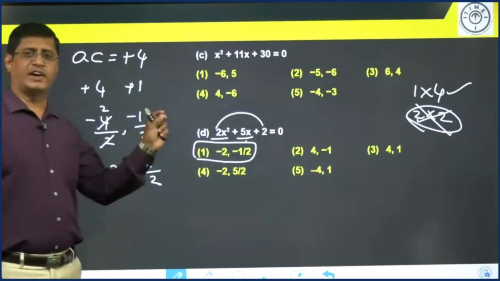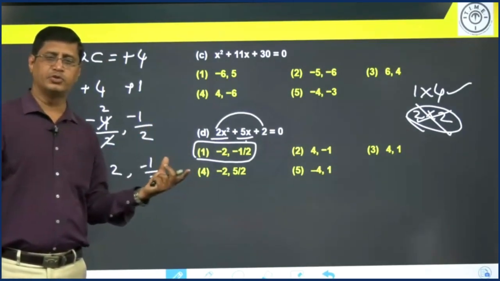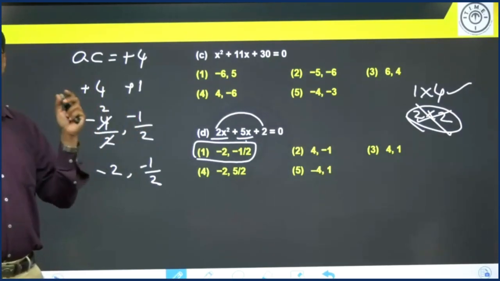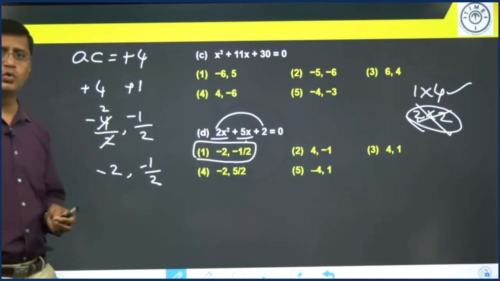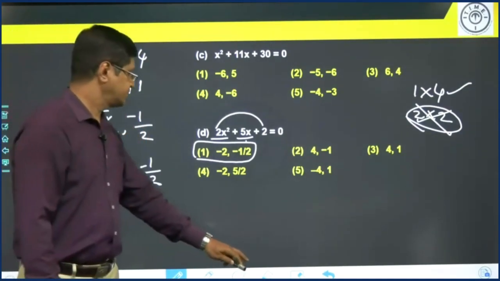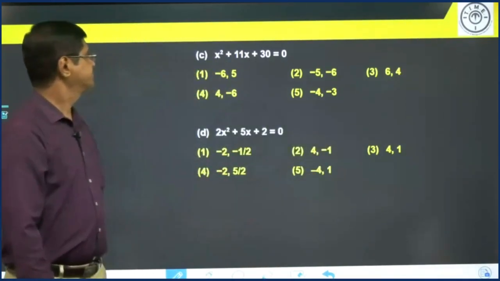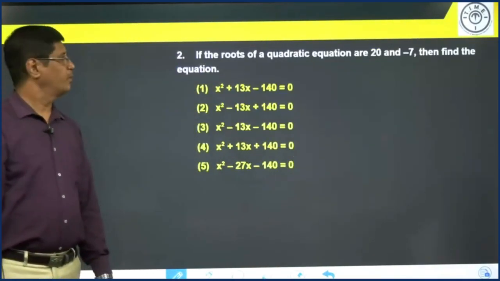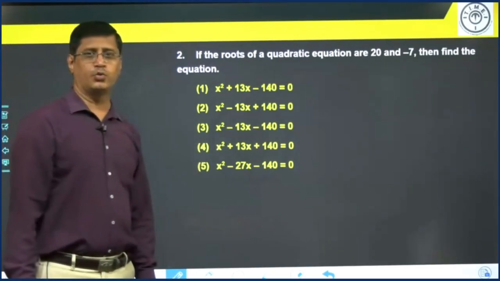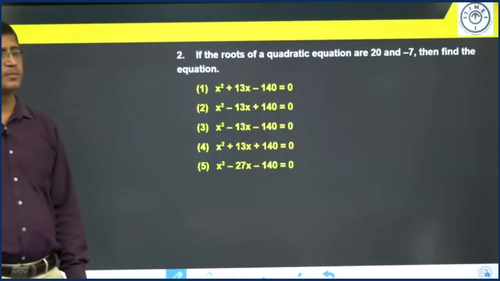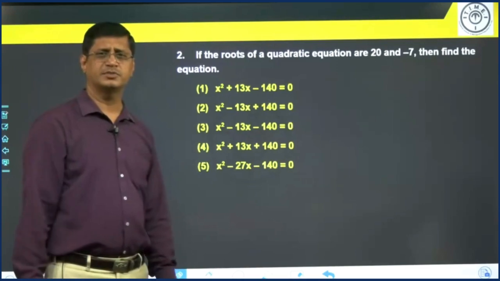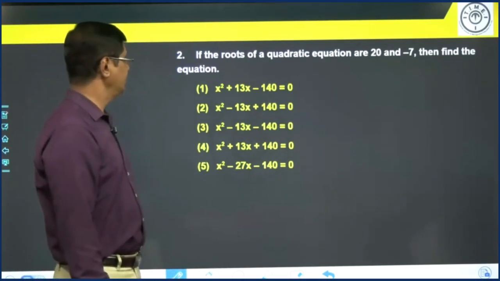My dear students, just find the factors, take the opposite sign with the same factors, and divide by the coefficient of the x square term, and you will get the roots of the quadratic equation. Okay, right, next. Look at the second example. Question number 2. If the roots of a quadratic equation are 20 and minus 7, then find the equation. So we need to find the equation here.